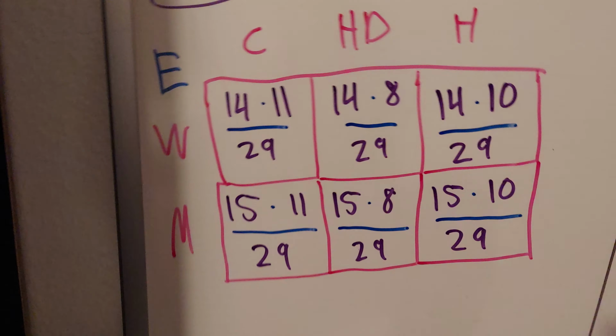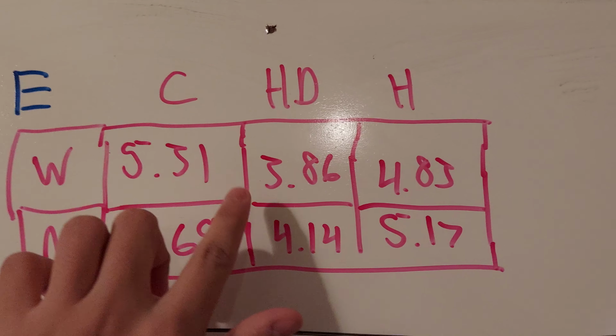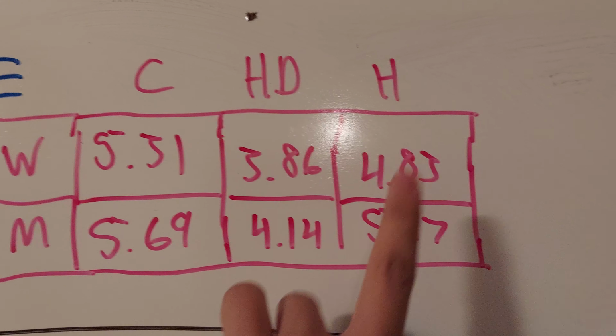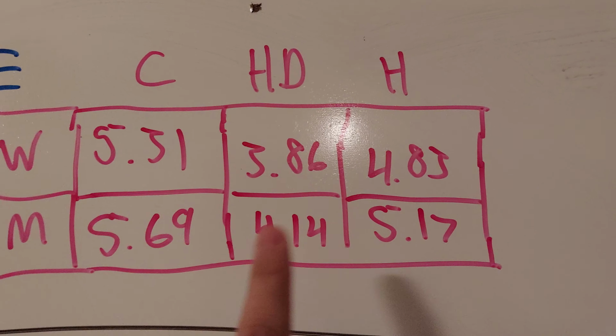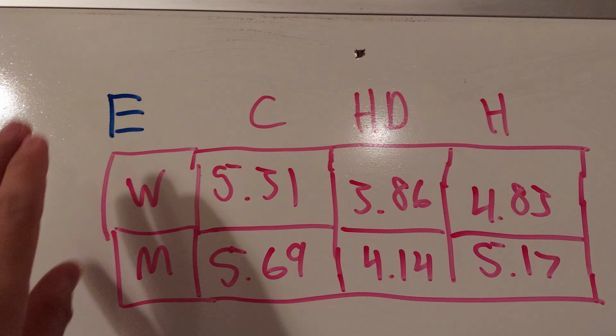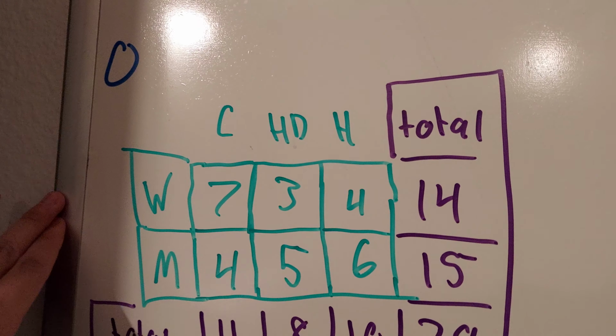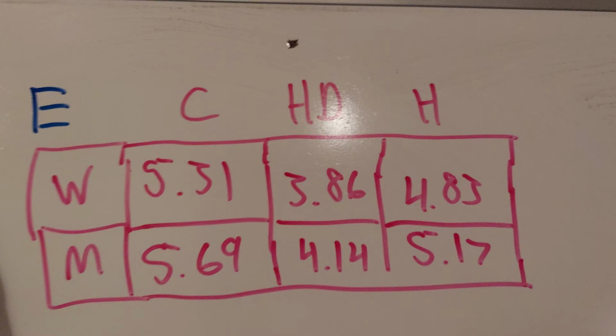With this calculated, it will look like this. We got women 5.31, 3.86, 4.83, men 5.69, 4.14, and 5.17. Now, these are our expected values. So we got the expected and the observed, and from there, we can move on.